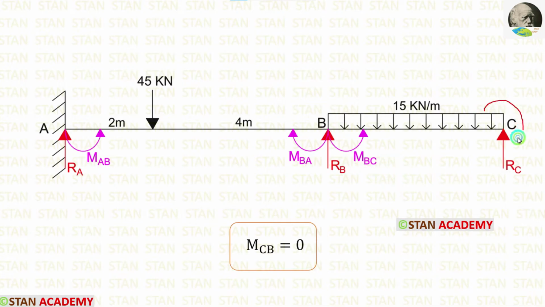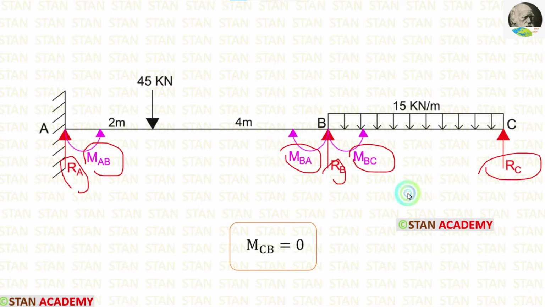At the point C, there will be no moment because it is a simply supported end. So MCB is equal to 0. So totally we have to find three moments, MAB, MBA and MBC. Also we have to find three reactions, RA, RB and RC.